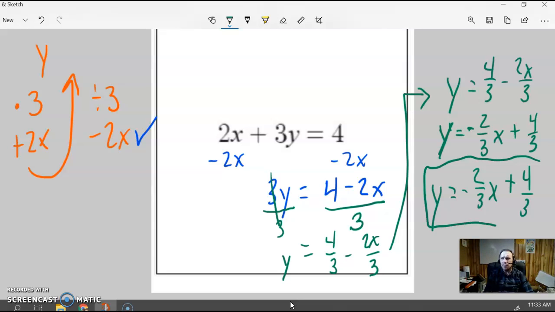And if you don't completely understand that, that's okay. But what we're trying to get to is y equals our slope times x plus our y-intercept, which we called b, if you remember back to earlier this school year. Okay, so let's move on to our next problem.